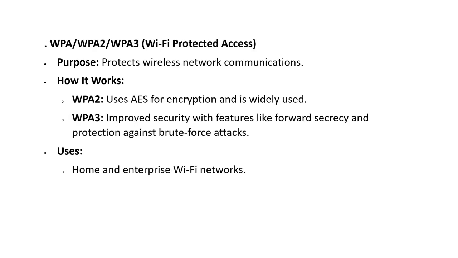8. WPA/WPA2/WPA3, Wi-Fi Protected Access. Purpose: protects wireless network communications. How it works: WPA2 uses AES for encryption and is widely used. WPA3 improved security with features like forward secrecy and protection against brute force attacks. Uses: home and enterprise Wi-Fi networks.